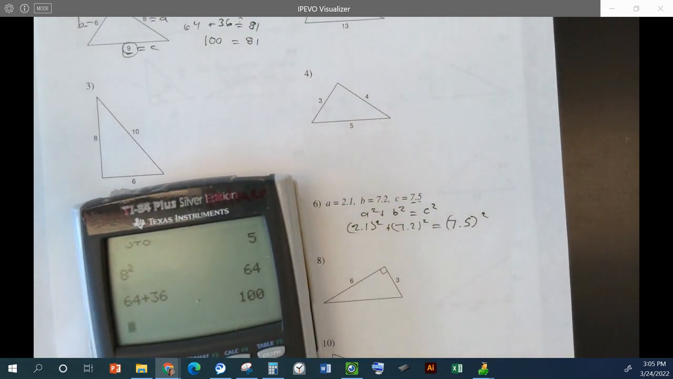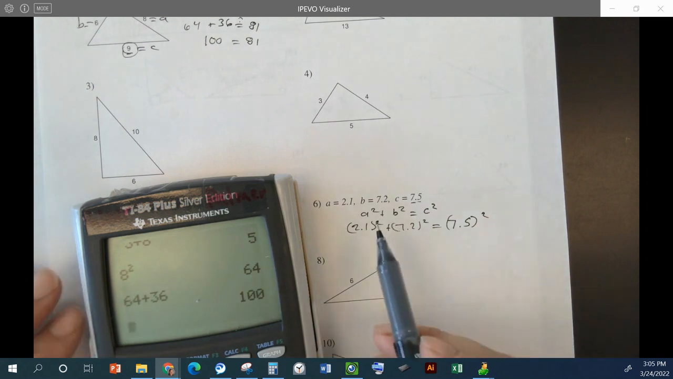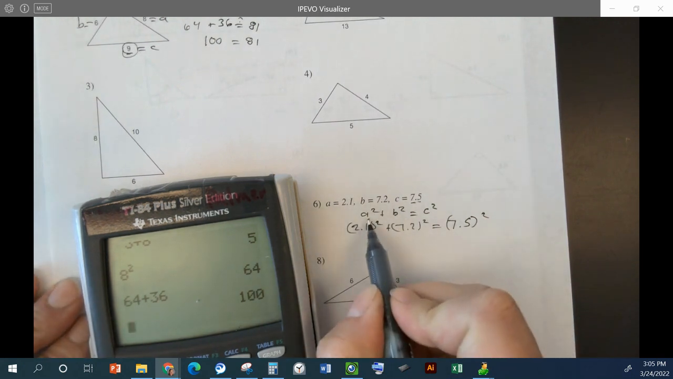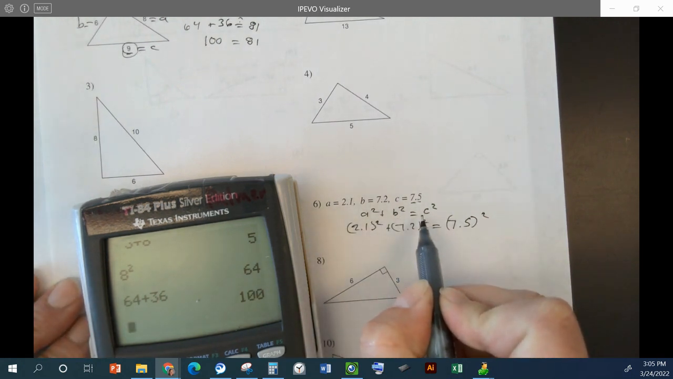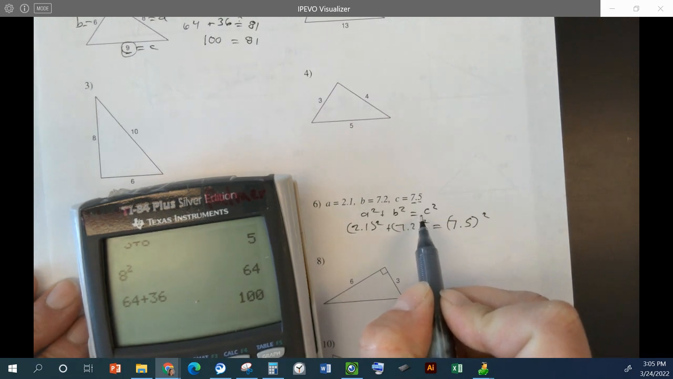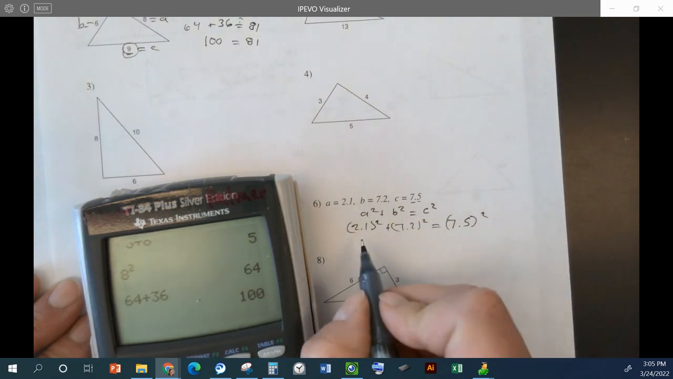Should I make it bigger? Yeah. Oh, okay. So we are just doing the same thing. So I'm doing a squared plus b squared equals c squared. You got it? Okay. Yep, thanks.